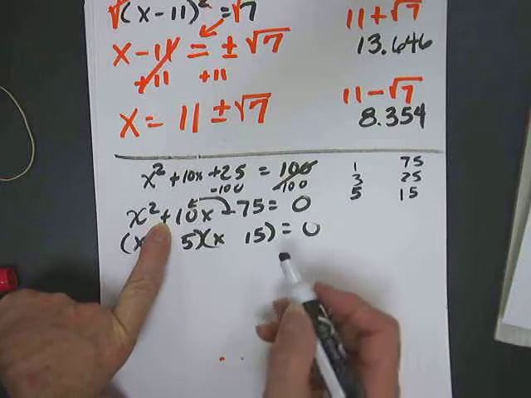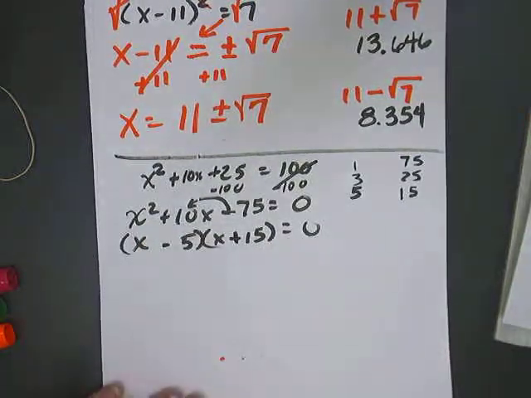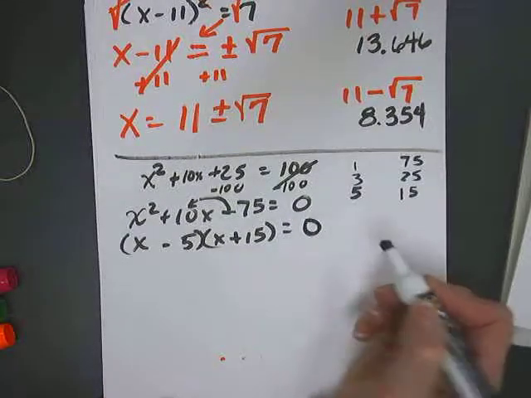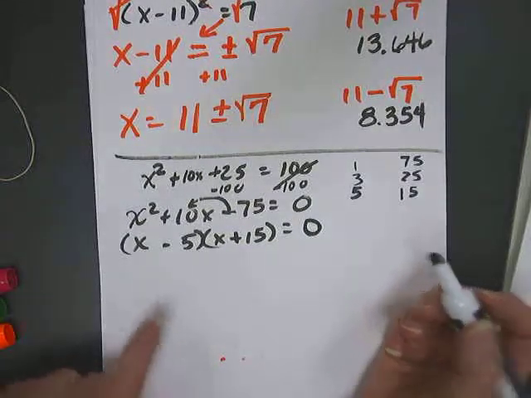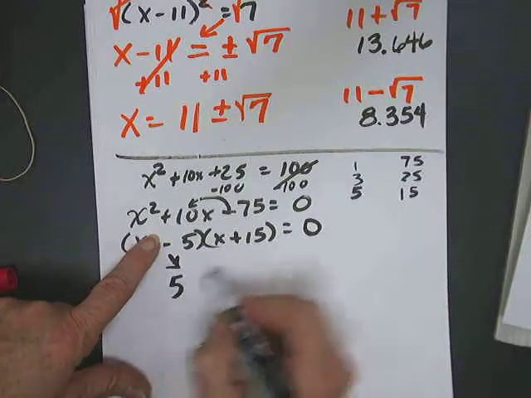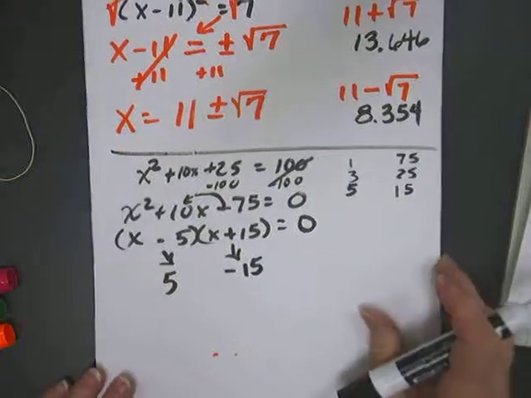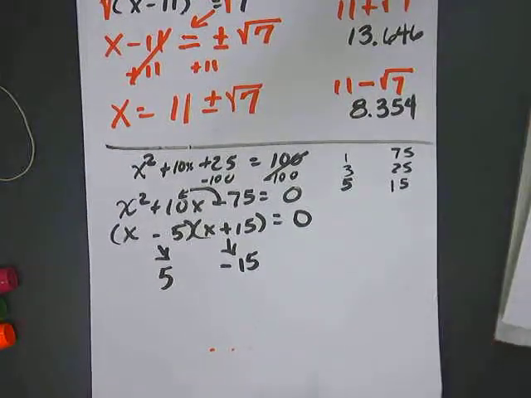Okay. We got 5 and 15. Positive 10, how are we going to get positive 10? All right, positive is the biggest number. This is equal to 0, so our answers will be the opposites, right? Opposite of negative 5 will give us a 5. Opposite of positive 15 will give us a negative 15. And that's our 2 answers.